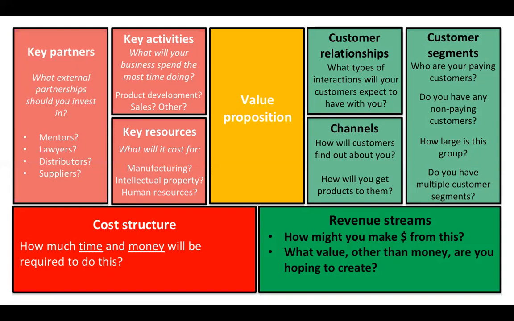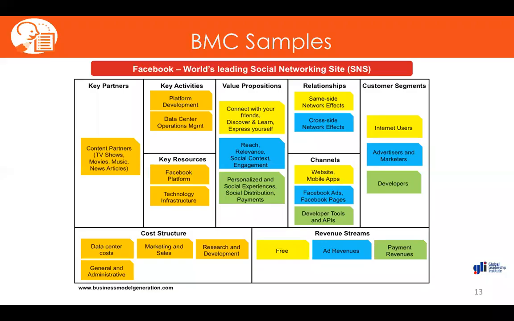And these are the 9 components of a business model canvas. This is an example of a business model canvas for Facebook, the world leading social media networking site. You can see their value proposition: connect with your friends, discover and learn, express yourself. If you look deeply, either of these three, or all of these three, are why you go to Facebook. You see the channels, website and mobile apps, customer segments, internet users, and then revenue streams. Because they offer this service free, it makes the other two segments in their value proposition valuable and a money revenue stream for them.